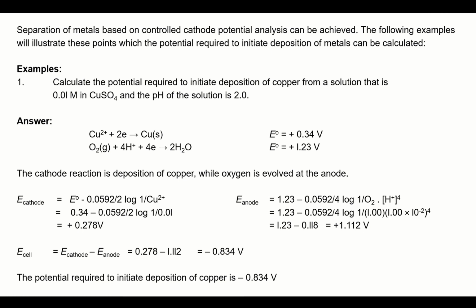Okay, so a separation of metals based on controlled cathode potential analysis can be achieved. The following examples will illustrate this point, in which the potential required to initiate deposition of a metal can be calculated. Okay, example 1. Calculate the potential required to initiate deposition of copper.